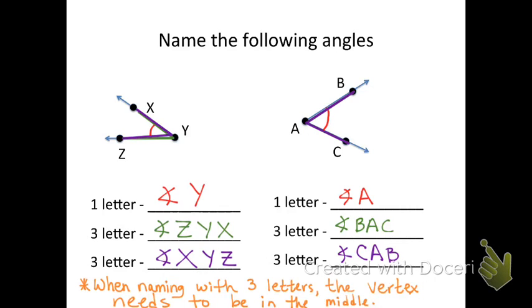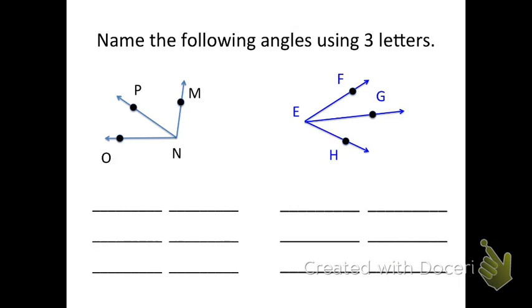Okay, let's do a little bit of practice, but now instead of having just a single vertex, now we have a shared vertex. And our vertex in this case is N. And there are 6 different lines, so we're going to write the names of 6 different angles, all having the vertex of N. So if you think about it this way, the letter N is going to be in the middle of each one of them.